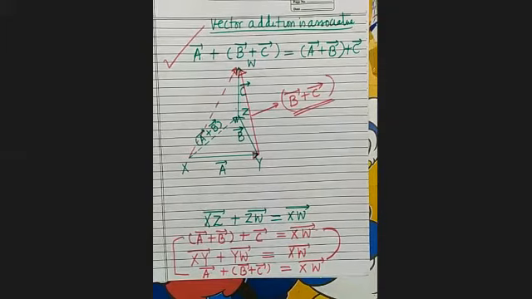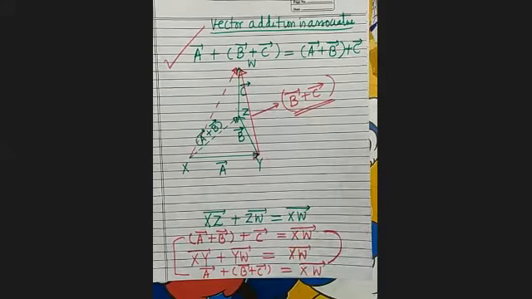of adding two or more vectors. Now I am going to explain one analytical method of vector addition. Analytical method means mathematical method. How will you add two vectors mathematically? So you can see here the mathematical method of vector addition.